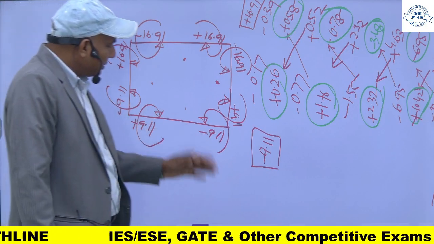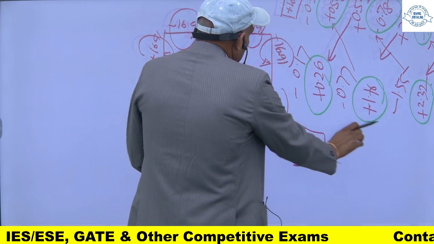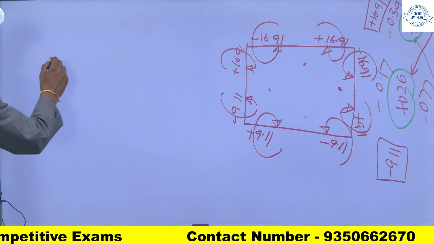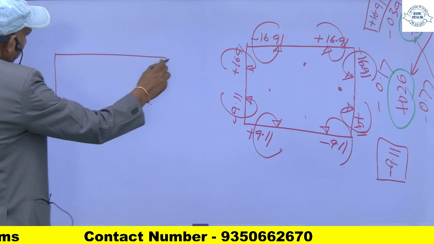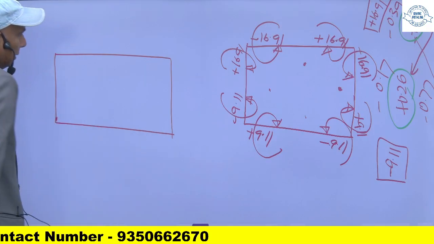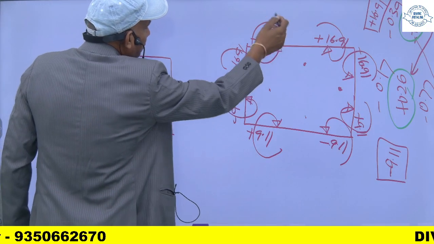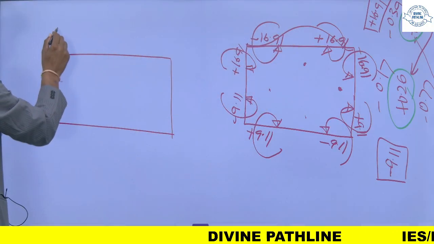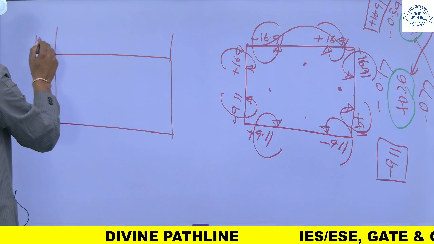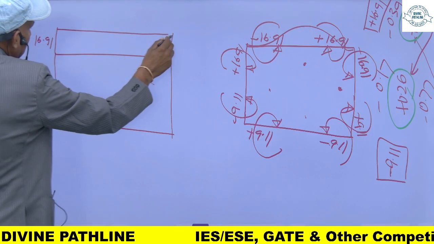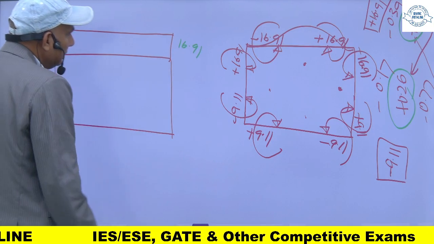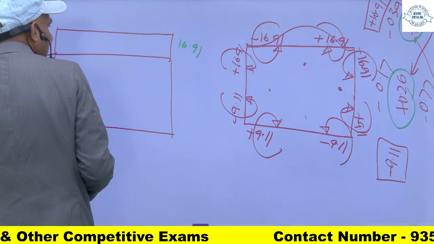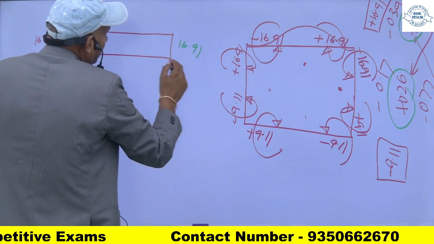Now make the diagram in the direction of the arrow. It looks like this. This will be hogging: 16.91, and this also 16.91, and this is also 16.91. This is hogging, so it will be on this side and the same will be here. In the direction of the arrow, you will make it.